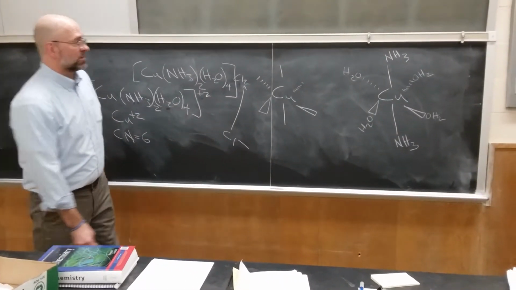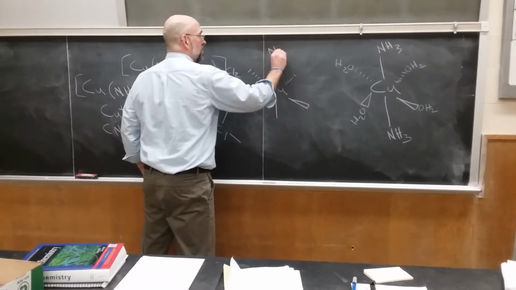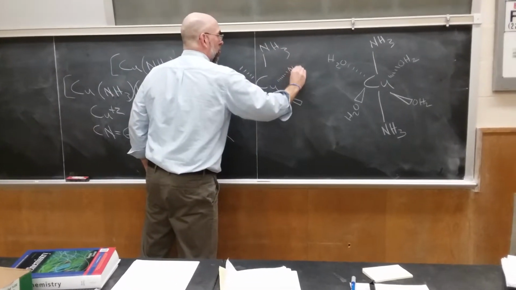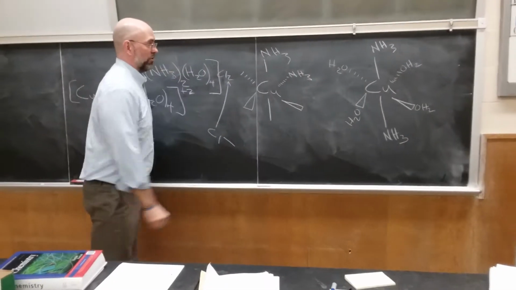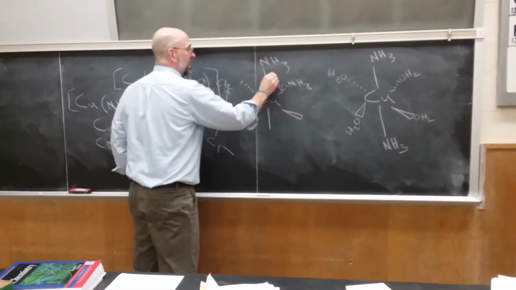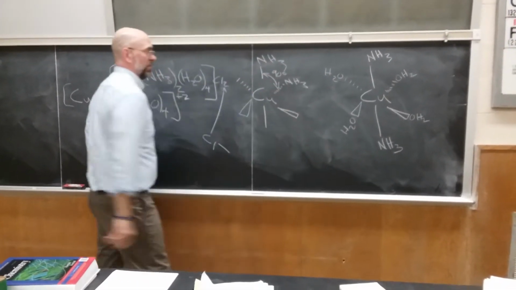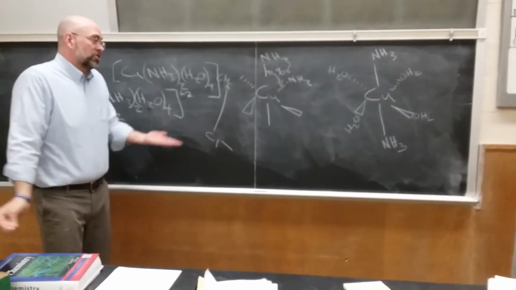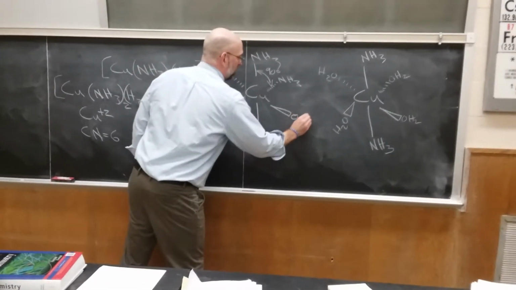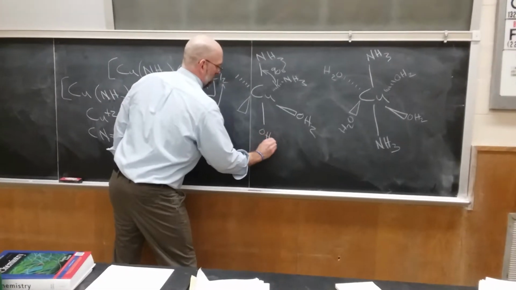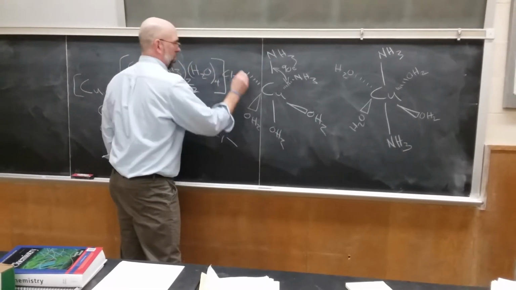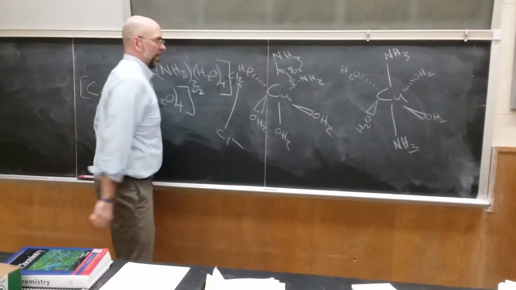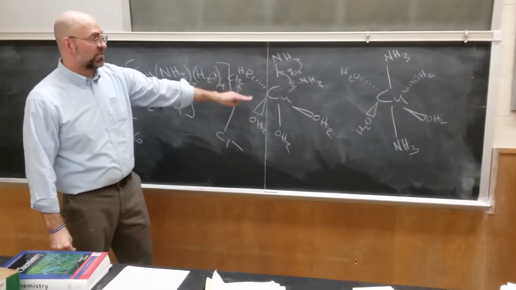Another perfectly reasonable structure would be to put the ammonias right next to each other. So instead of 180 degrees apart, now they're 90 degrees apart. That's a perfectly legitimate structure. And then we put the waters here. Okay? We have to distinguish between these 2 somehow.